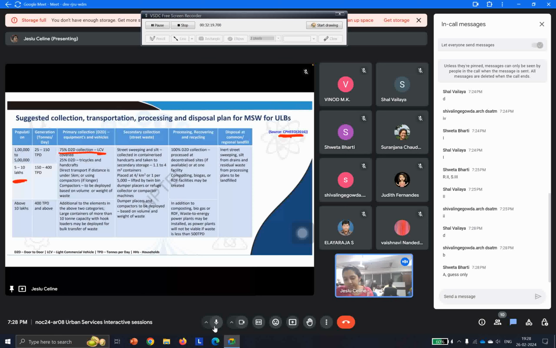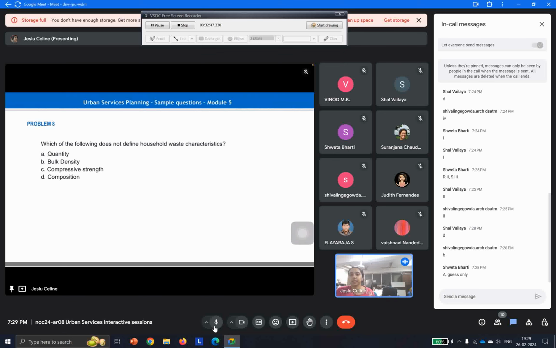Now, if you're looking at processing and recovery, after the secondary collection, it can be 100% door-to-door collection of processed and decentralized sites. So from all the decentralized sites, 100% should be collected. But here we are mainly talking about primary collection. So it is 75% door-to-door collection for 5 to 10 lakhs. So yes, good, your guess was right. This is directly from the standards. Let's go to the next question.